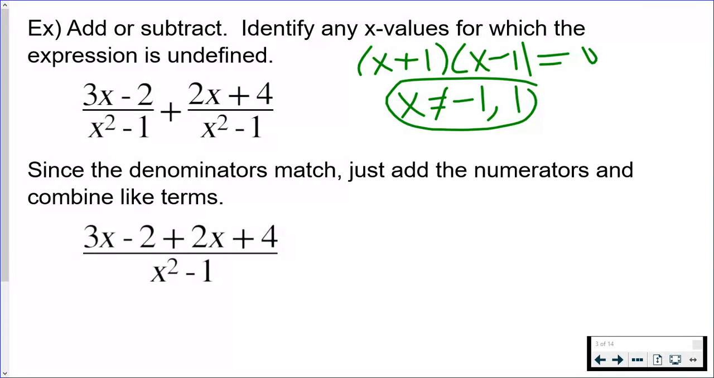Now, when I add them together, because they have the same denominator, all I've got to do is combine my numerators. I just need to combine like terms. So I have a 3x and a 2x. That would equal 5x. Then I've got a negative 2 and a positive 4.